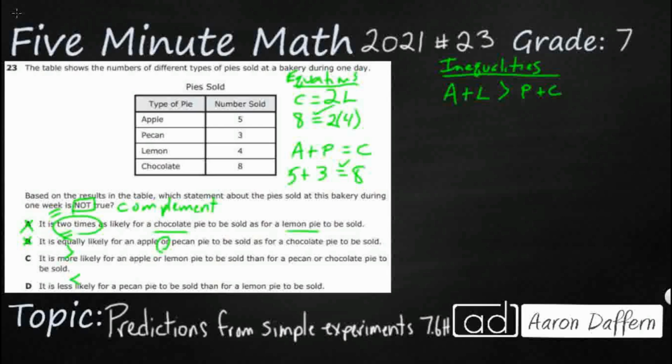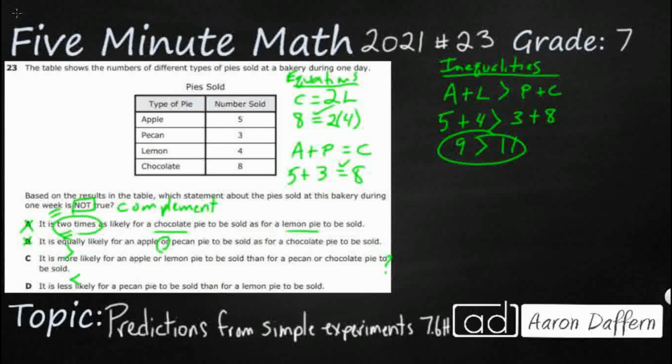Inequalities. All right, so apple is 5. Let's substitute here. Lemon is 4. Is that greater than pecan 3 plus chocolate? No, it's not. This is really just 9. Greater than 11. That is not correct, which is what we're looking for. Remember, we're looking for something that's not correct. So I'm thinking it's C. Obviously, we need to double check with D.